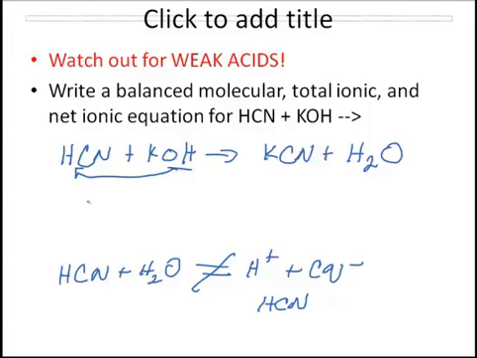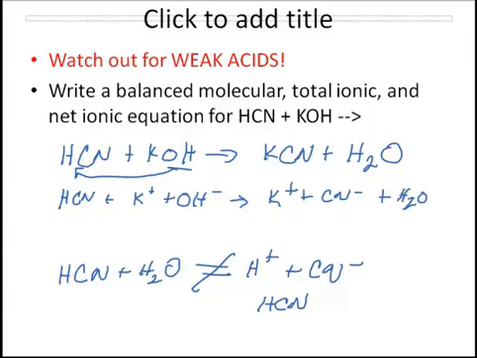So if I'm going to write the net ionic equation, or actually, let's write the total ionic equation. This is what's going to happen. We've got HCN, again, not breaking up, right? Plus K+ OH- yields K+ CN- plus H2O.